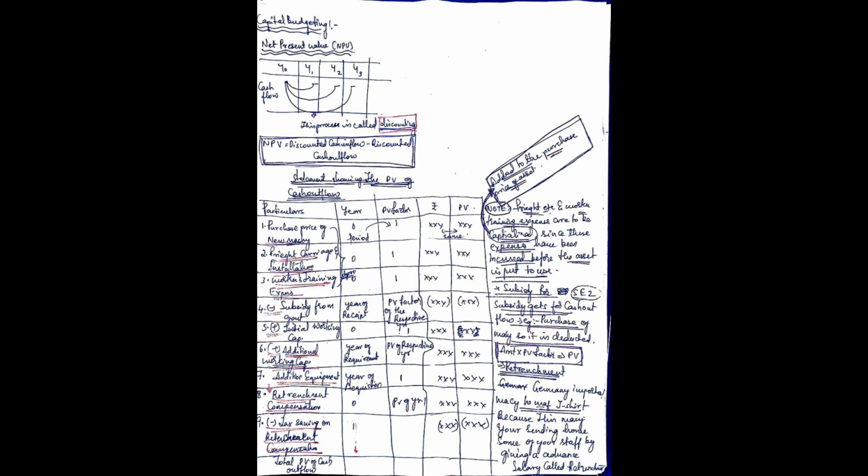Next, initial working capital is in the zero period, with factor 1, and then the additional working capital and the year of requirement. What are the additional working capital, how many years you require that additional working capital, and the PV in the respective years.